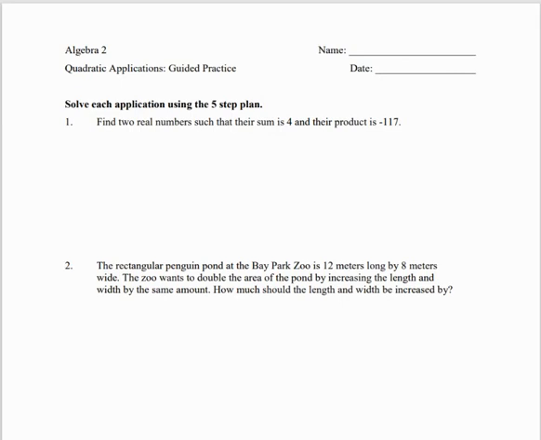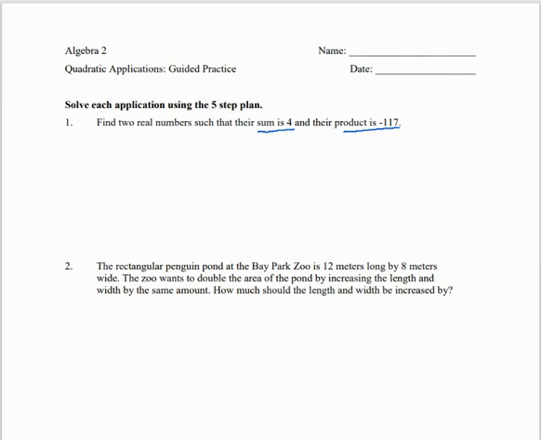So for number 1, it's asking us to find 2 real numbers such that the sum is 4 and their product is negative 117. So we're going to try to avoid using 2 variables. We're just going to use 1 variable. For step 1, you can draw pictures, you can underline key important information, whatever you need to do. But we know the sum is 4 and the product is negative 117.